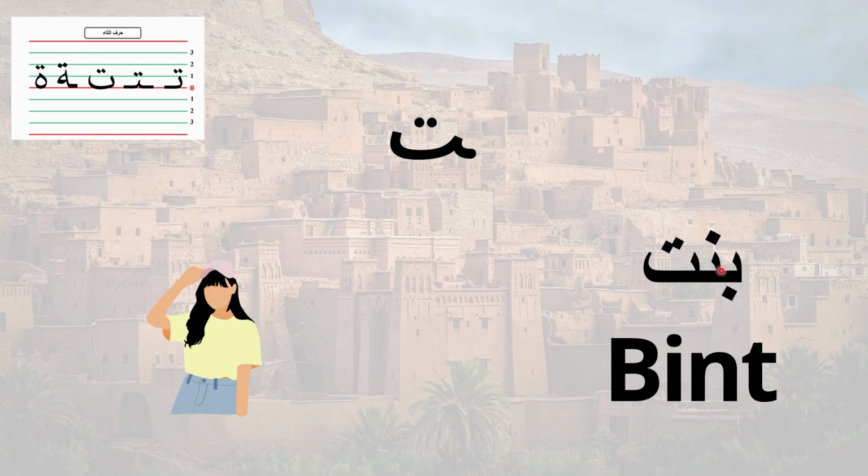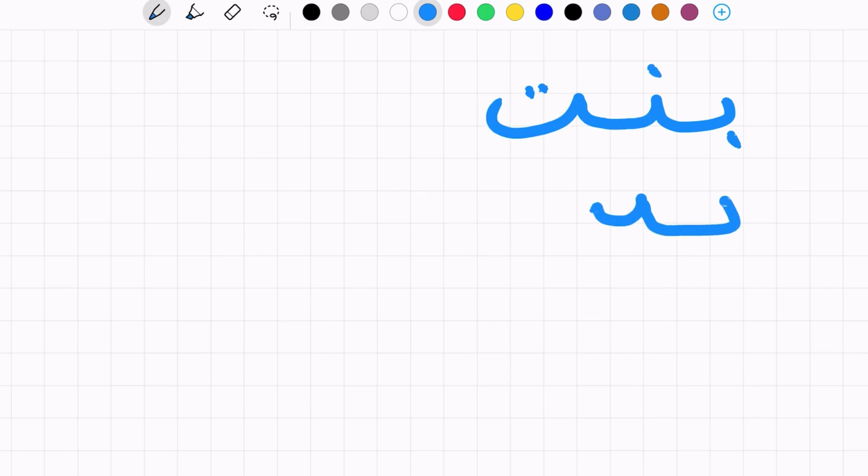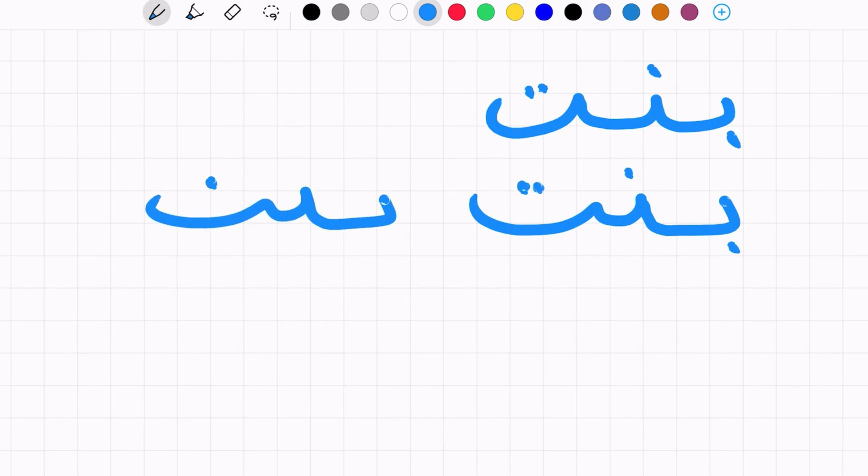Good. And here you can see a real example. Bint. So bint means girl. So we have the letter B, the letter N, and we have حرف التاء. So let's practice. For example, we have the word girl. It is bint. So we have bintun. So we have letter ba, nun, ta. Bint. Again. Bint. Another time. Bint. Good job.